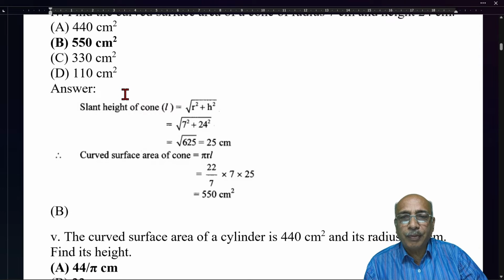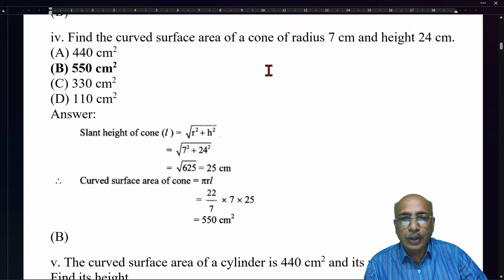Find the curved surface area of a cone of radius 7 centimeter and height 24 centimeter. Slant height of the cone equals root of r square plus h square. Substituting the values, we get l equals 25. Curved surface area of cone equals pi r l. Substituting the values, we get 550. Option B.